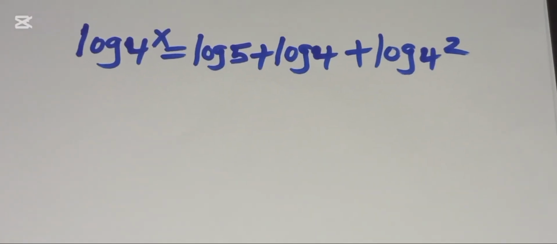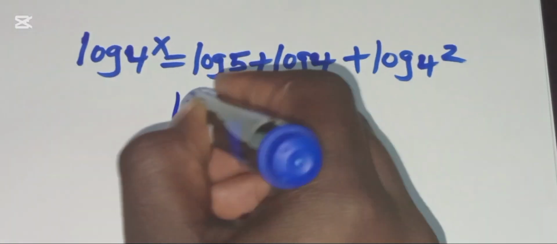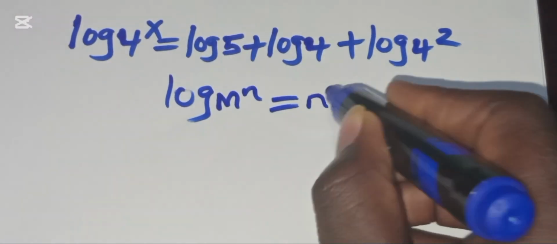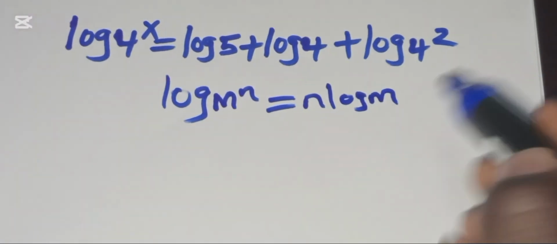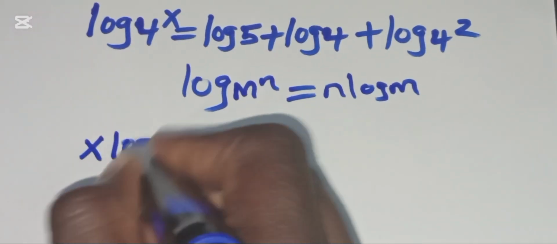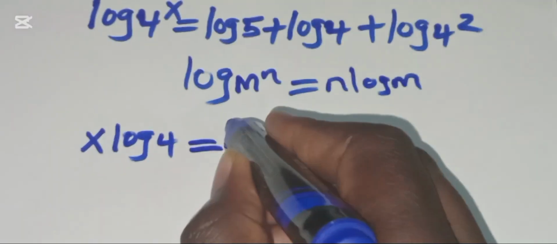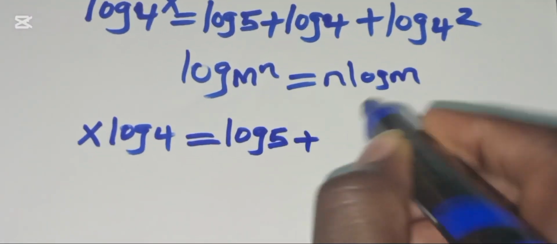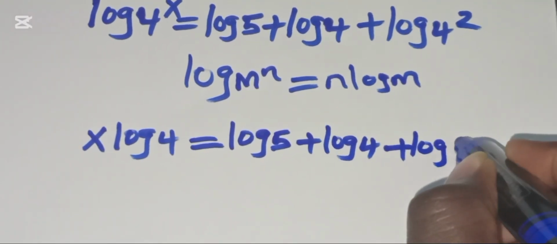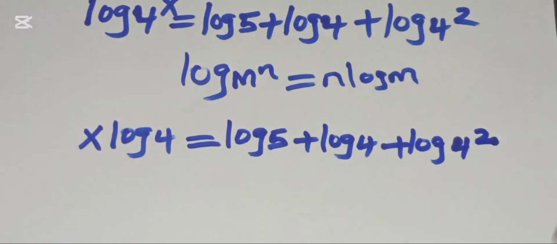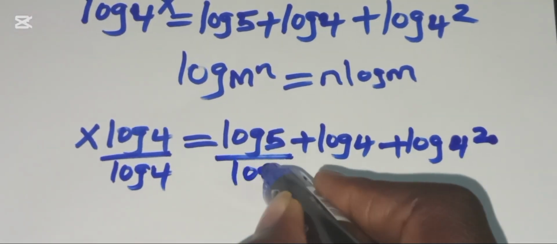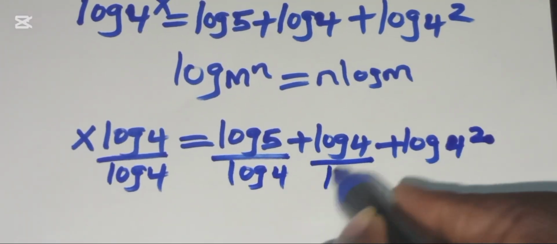Now applying this identity, log 4 raised to power x is in the form of log m raised to power n, which can be expressed as n log m. Okay, so let's apply this property. We are going to have x log 4 equal to log 5 plus log 4 plus log 4 raised to power 2. Okay, now from here we can divide both sides by log 4.